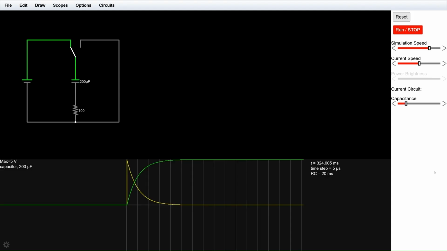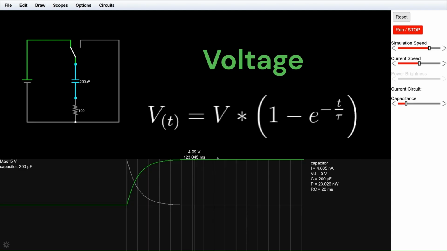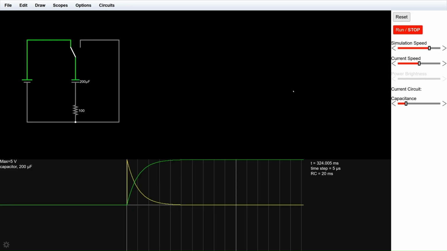The time-dependent variations of voltage and current can be determined using appropriate equations. The voltage is shown in green. The voltage across the capacitor rises as it charges. V of t equals V times (1 minus e to the negative t over tau). Simplifying the formula gives us this result.